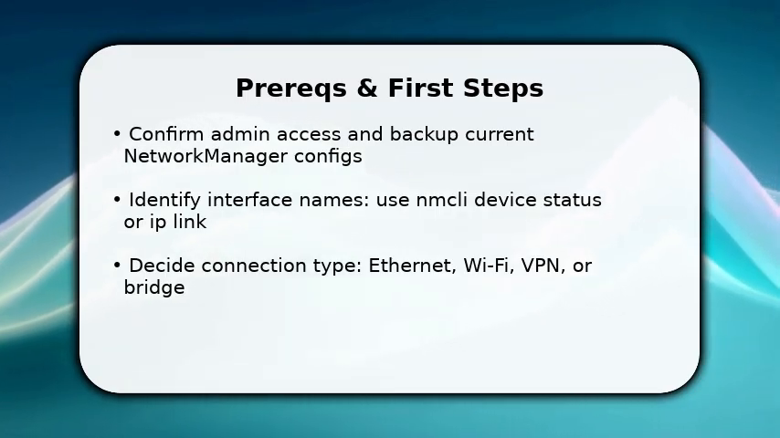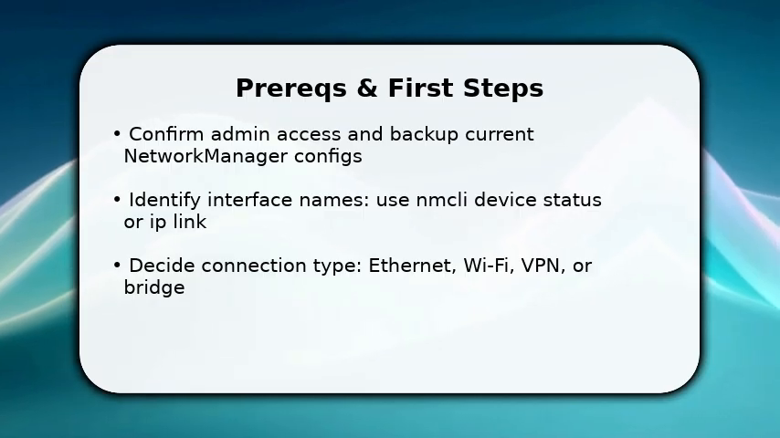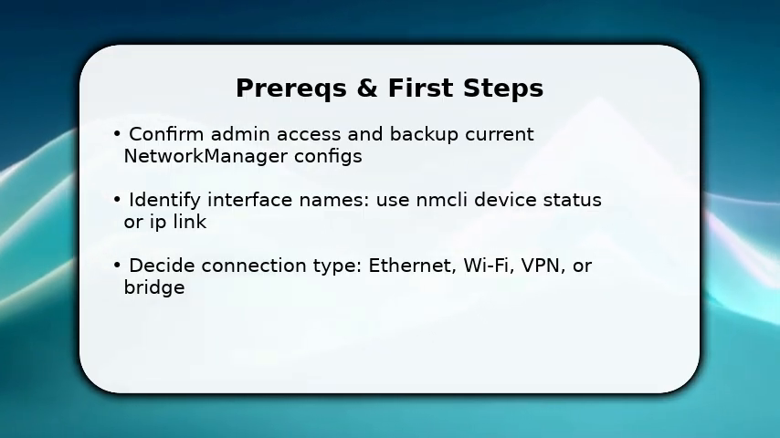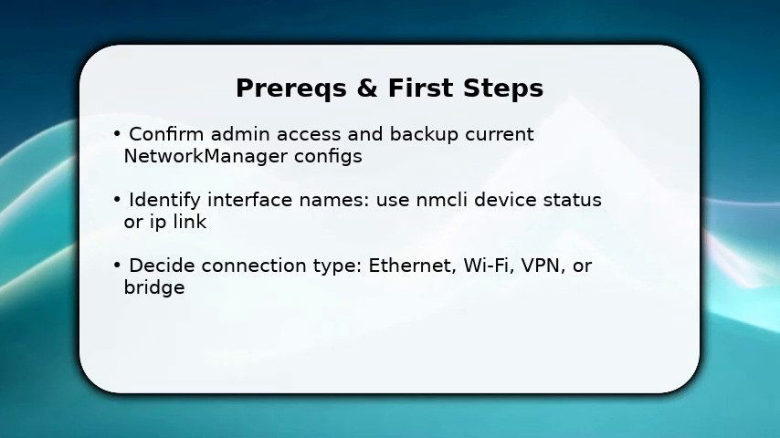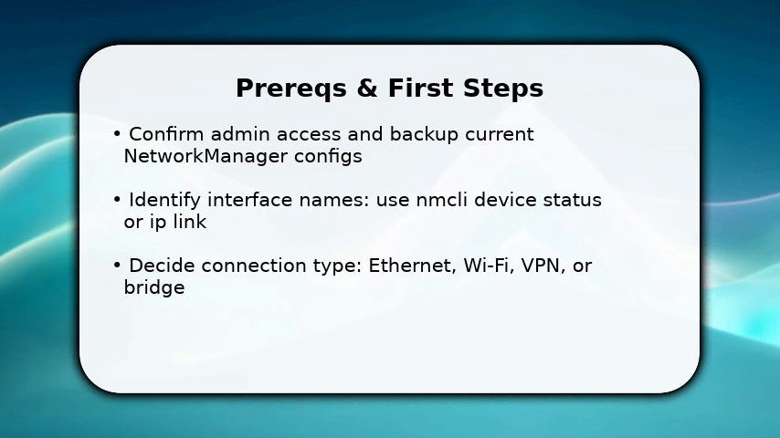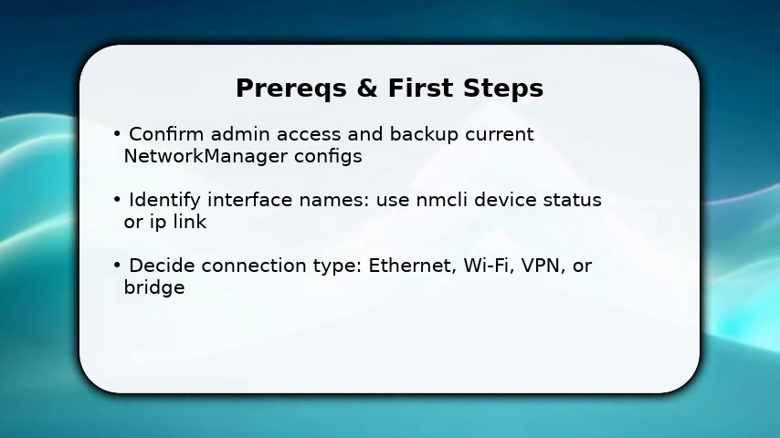Next, decide the connection type: Ethernet for wired, Wi-Fi for wireless, or VPN/bridge for advanced routing, because each follows a slightly different flow. Make sure to note SSIDs, passwords, and static IP requirements so you avoid rework when creating profiles.